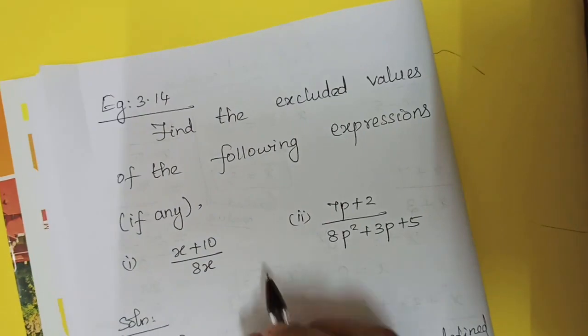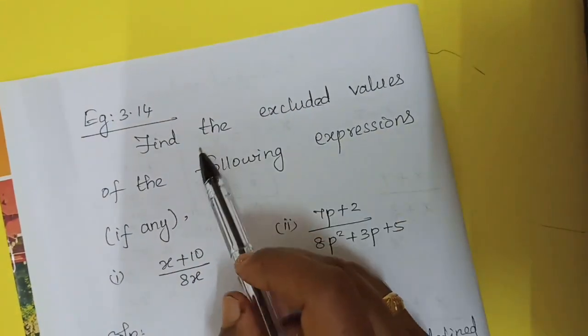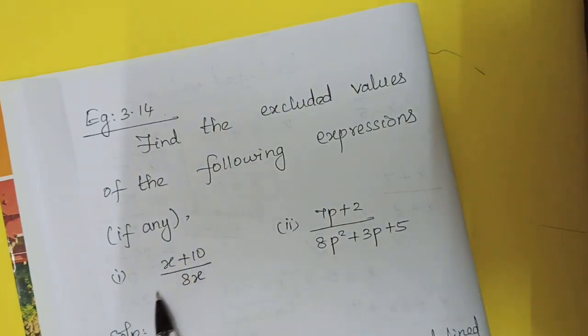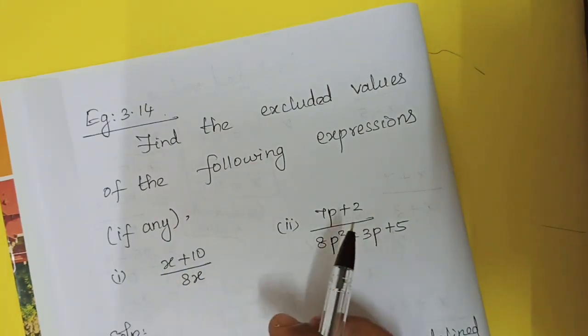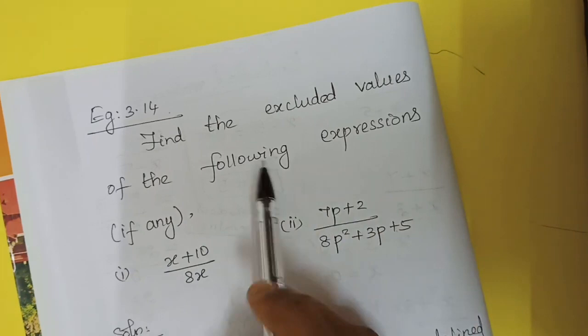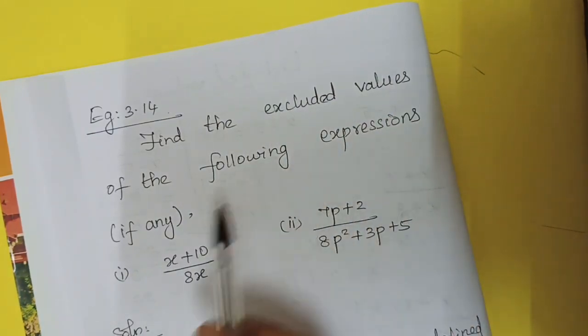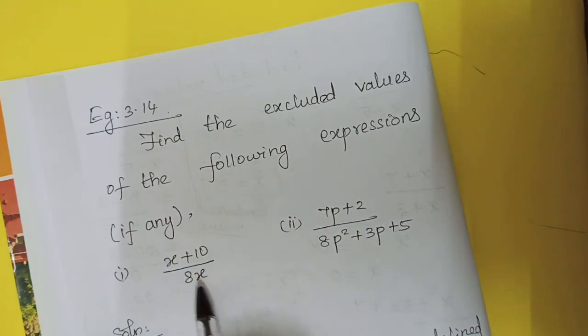Listen carefully. Now, we are moving to book example. That is example 3.14. There are 3 problems. First 2 problems we can solve and we can solve the third one. Find the excluded values of the following expressions, if any. The first problem is (x plus 10) by 8x.